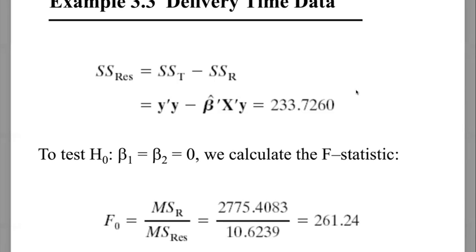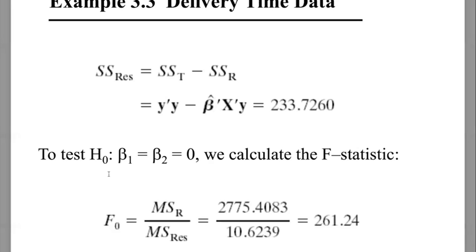Okay, so in this particular example, remember we've got two explanatory variables. X1 is the number of cases, and X2 is the distance walked by the delivery person. For the test of the overall model, the null hypothesis is that the slope coefficients on both X1 and X2 are 0. In other words, the null hypothesis is that the delivery time is not linearly related to either the number of cases nor the distance walked.